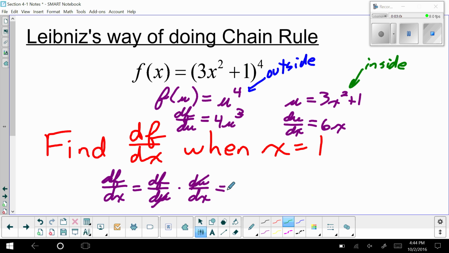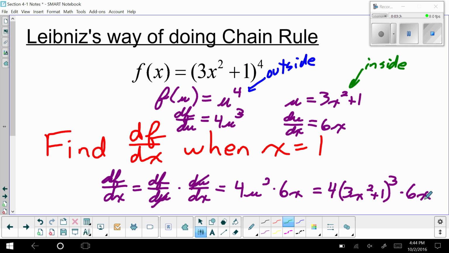So if we were thinking of it that way, I would have 4u to the third times 6x, which if I take the u and substitute 3x squared plus 1, would be 4 times 3x squared plus 1 to the third times 6x. And looking at this, we can see this is the same as using Newton's way. Here was the derivative of the outside. Here was the derivative of the inside.